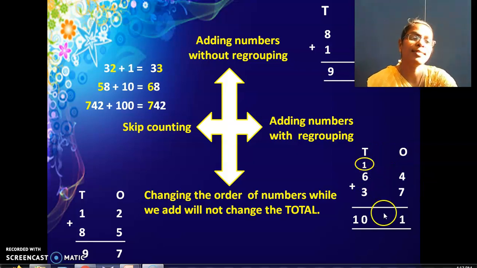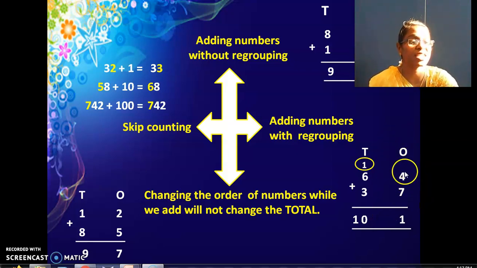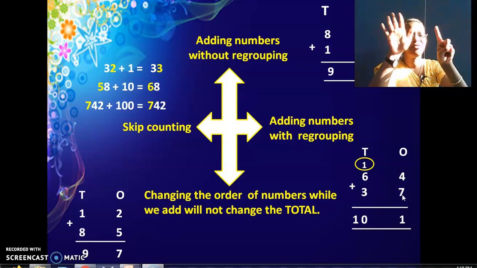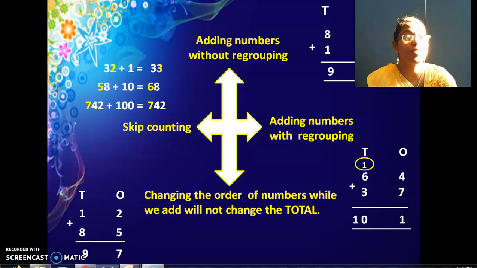64 and 37. I have to add these two numbers. So I am going to add from the ones place. 4 plus 7. So 4 in the mind, 7 on the fingers. 4, after that 5, 6, 7, 8, 9, 10, 11. So what is the digit?